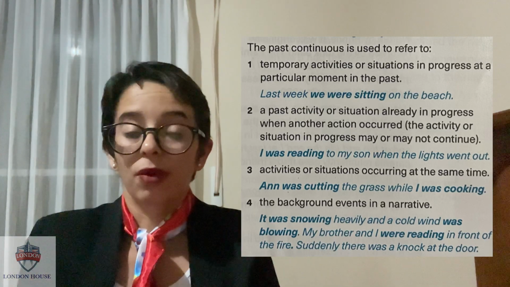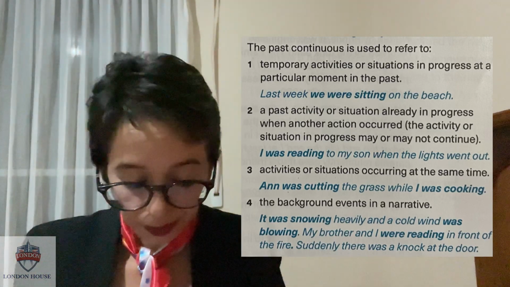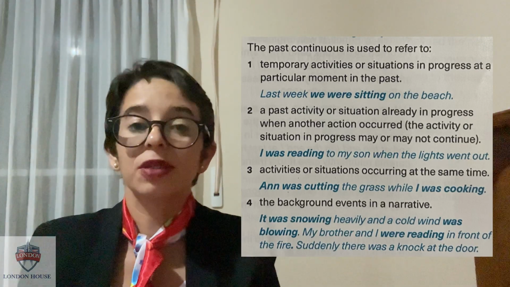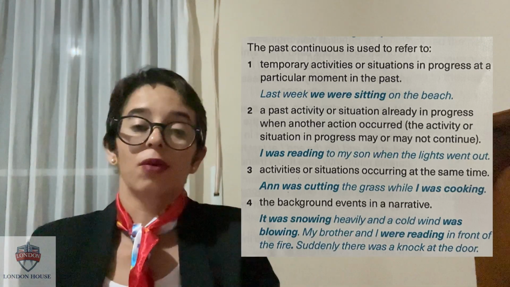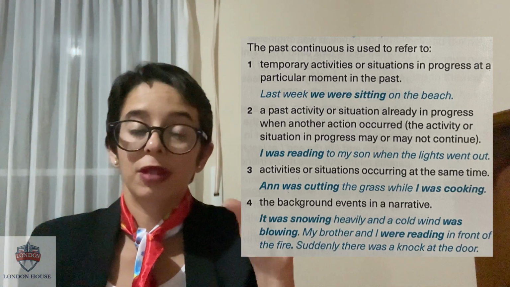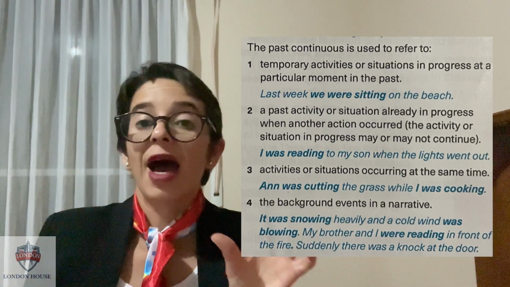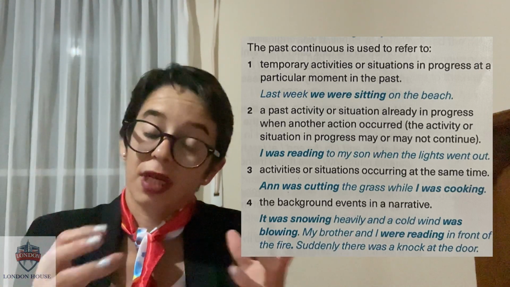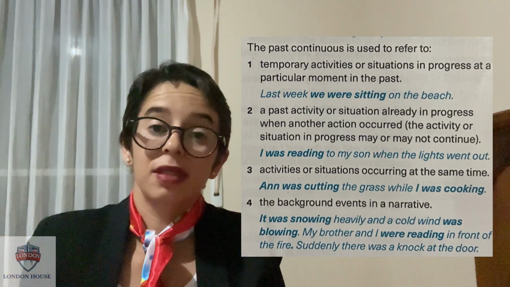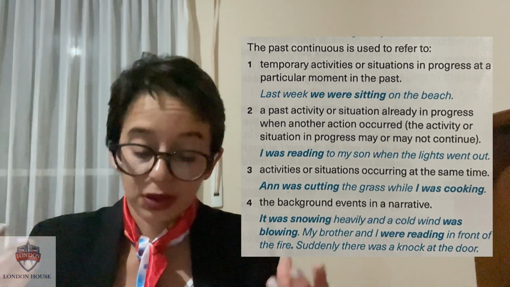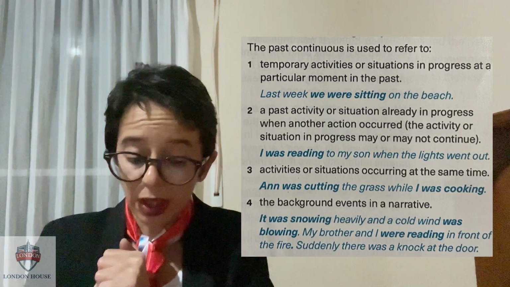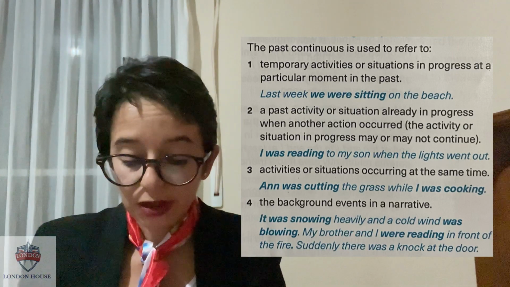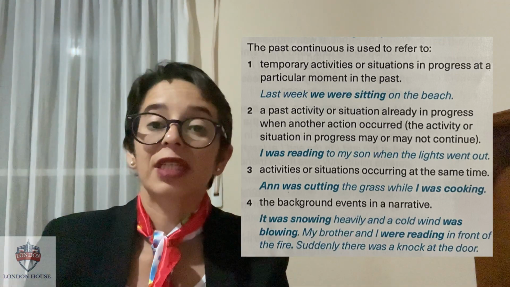Okay, so let's go for an example. It says, I was reading to my son when the lights went out. So the action in the past continuous is "was reading," and another action interrupted that action. That was, in this case, the lights went out. Well, let's go for the third use, and it says, activities or situations occurring at the same time.